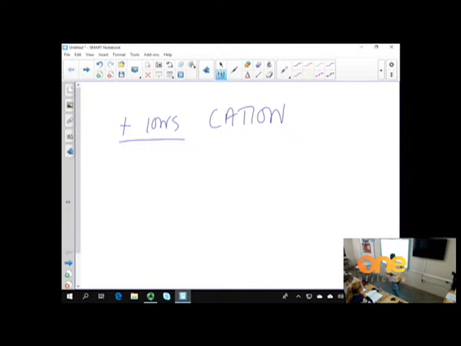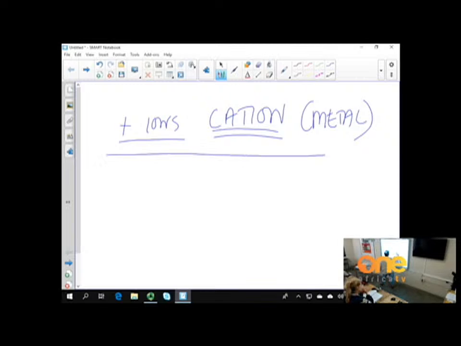Okay, people. In general, the cations are the metal ions. Now, we are going to have a look at the colors of these ions when we force them to form insoluble salts or solutions.